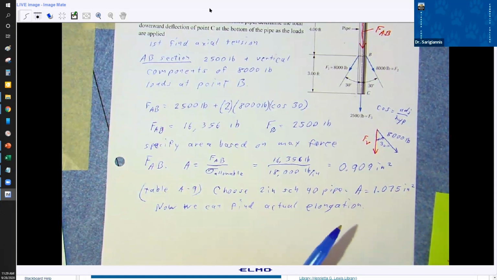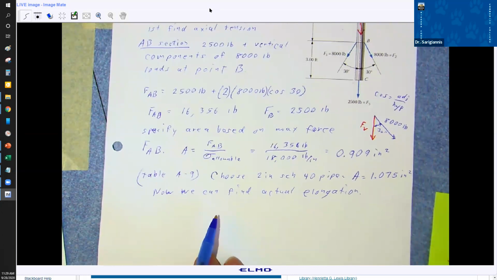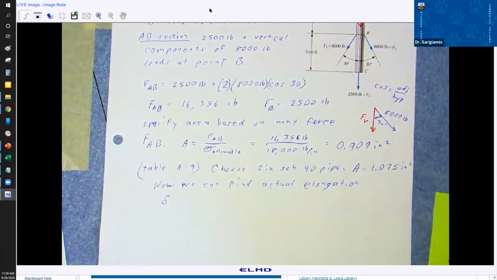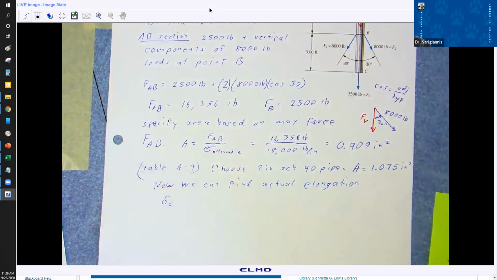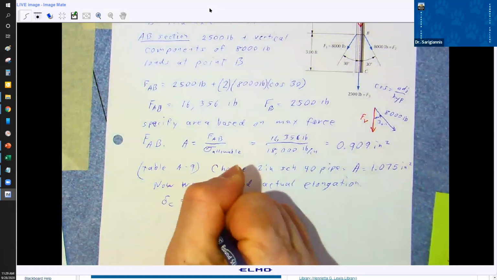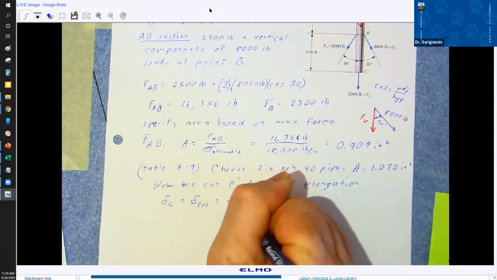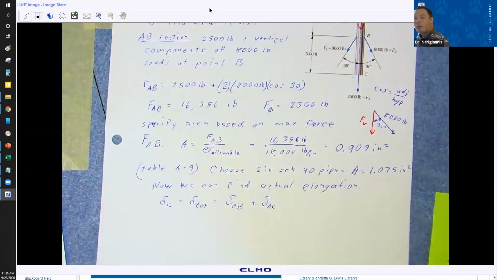I can't tell you how many times people would solve a problem and they'd come up with an area and choose the area that they needed, and then they do the subsequent steps with the old area. No, you need to use the pipe that you're choosing, or the item that you're choosing. So let's just write an equation out here. We've got the delta. Remember, the delta is this elongation. The elongation at C, the total deflection of point C, is a combination of the AB section plus the AC section, right?